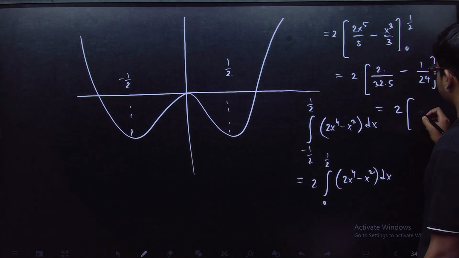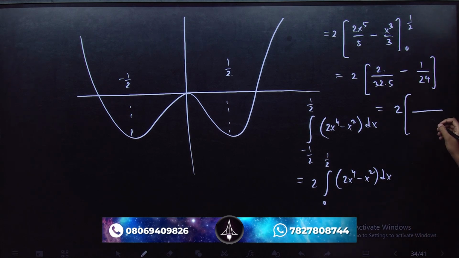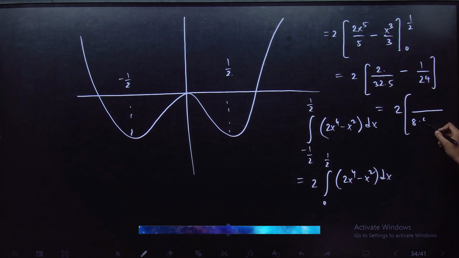160 and 24. What is the LCM of these two? 8 4s are 32, 8 3s are 24. So you want an 8, you want a 3, you want a 4. So 32, 8, 4.